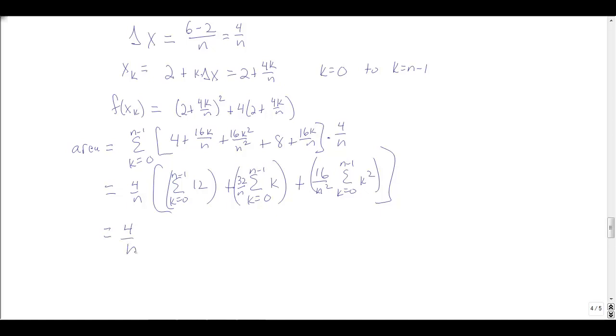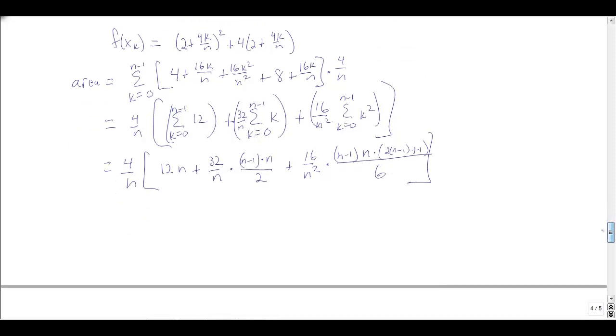So this spits out as 4 over n, 12. There's n terms here, so it'll be 12n plus 32 over n. Summation k equals 0 to n minus 1 is n minus 1 times n minus 1 plus 1, which is n, over 2. And then we get a 16 over n squared. And we get, let's see, the formula when we sum up k squareds is the top bound, the n minus 1, times n minus 1 plus 1, that's n, times 2 times n minus 1 plus 1. It's actually going to be a 2n minus 1 when we're done, all over 6.